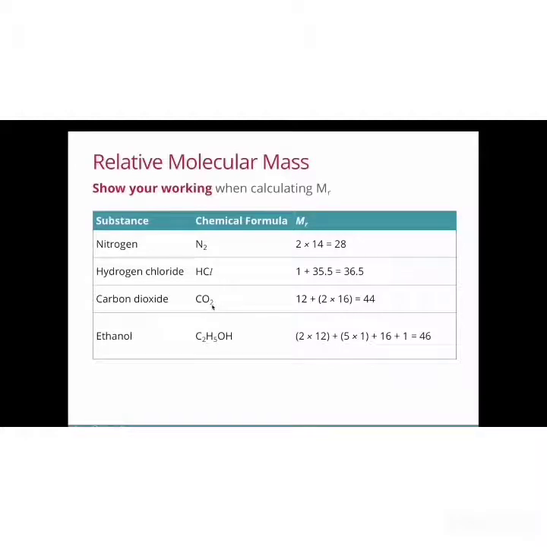Then for ethanol, C2H5OH. So, 2 atoms of carbon, so 2 into 12, plus 5 atoms of hydrogen, so 5 into 1, plus 1 atom of oxygen, so 1 into 16, plus 1 atom of hydrogen, 1 into 1. We would be getting 46. We can see some more examples in the next video.